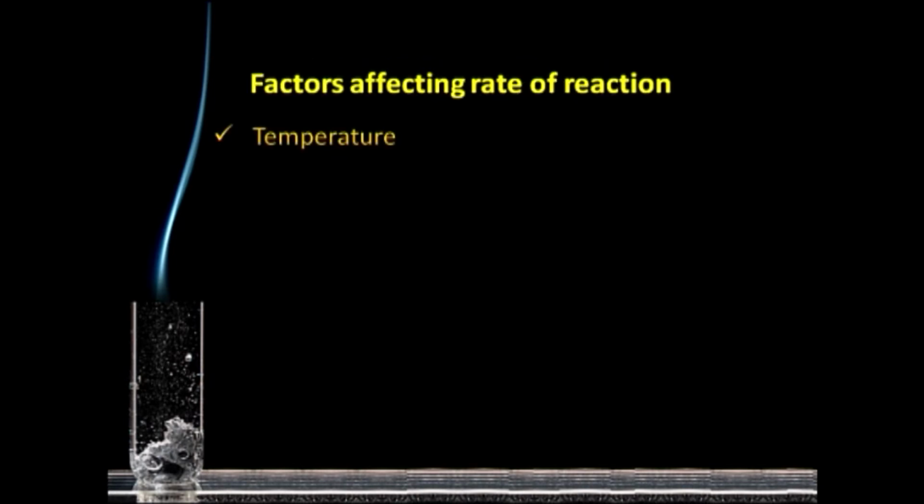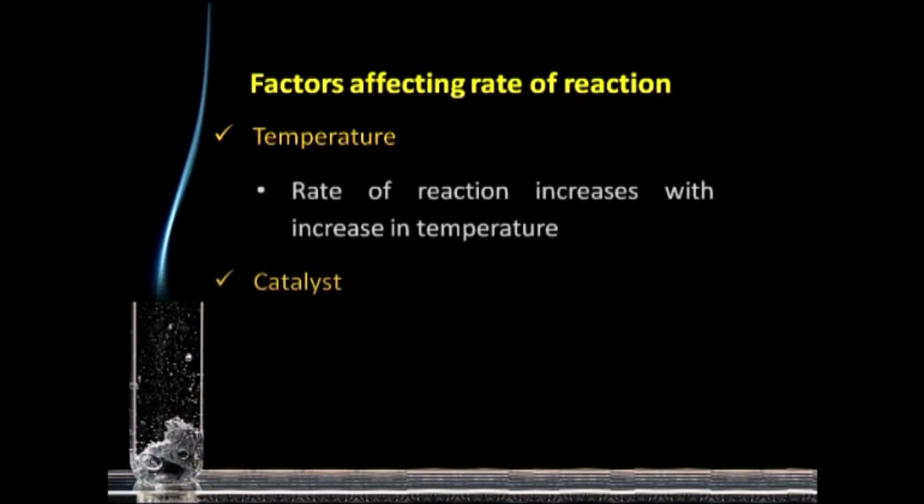Temperature is an important factor. We know how much time it takes us to, say, prepare a cake in a microwave oven because of experience. Our rate of reaction increases with increase in temperature. And the last of the factors is the catalyst.